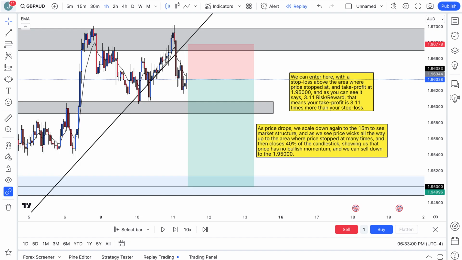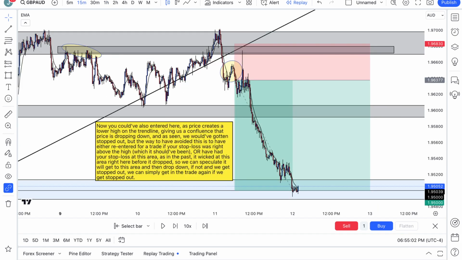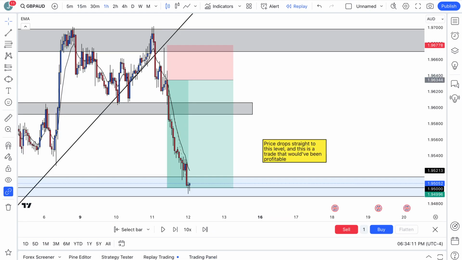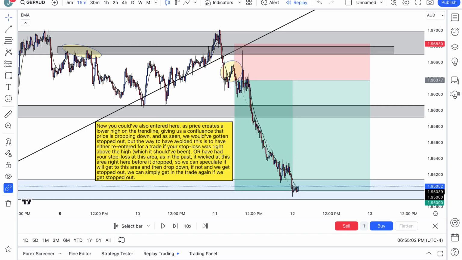We can enter here with the stop loss above the area where price wicked at and stopped at, and take profit at 1.9500. As you can see, it says 3.11 risk to reward. That means your take profit is 3.11 times more than your stop loss. So you would win 3 times more than you would lose. That's how it would look. So as we see, price drops straight to this area, and this is a trade that would have been profitable.